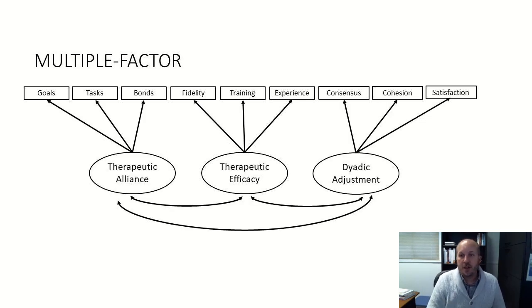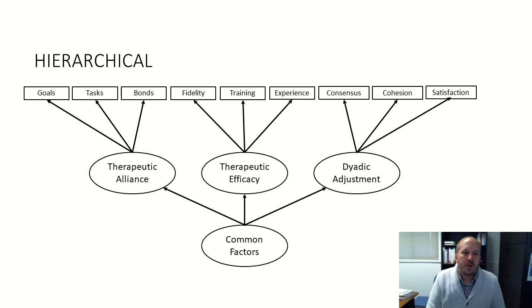Alternatively, you could potentially have a multi-factor model where you have more than one factor. When we do this, we always correlate each of the factors when we're doing a CFA. We don't have any direct effects going between the latent factors. And then going out, the latent factors are our exogenous variables, and our indicators are our endogenous variables. So goals and tasks and bonds are therapeutic alliance, fidelity, training, and experience is therapeutic effect, and consensus, cohesion, and satisfaction is dyadic adjustment.